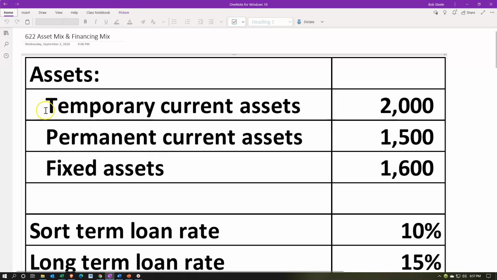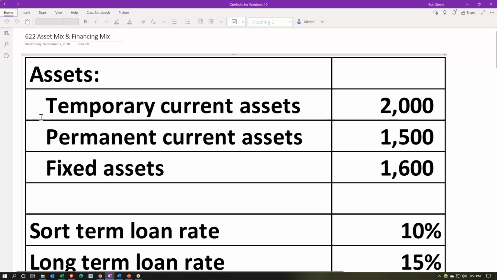So we've got our assets up top. This is the new thing here: we're going to be breaking out our assets into what we'll call temporary current assets, permanent current assets, and fixed assets. Now these first two are going to be the new terms here. The fixed assets could be property, plant, and equipment, the depreciable type of assets. But the temporary current assets and the permanent current assets seem a little bit strange.